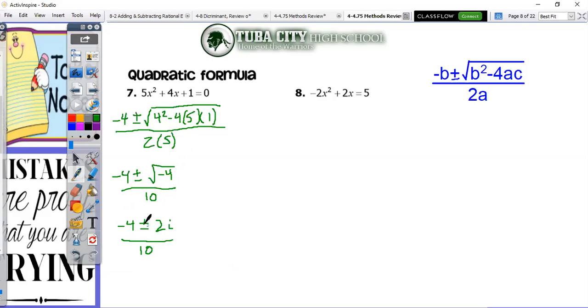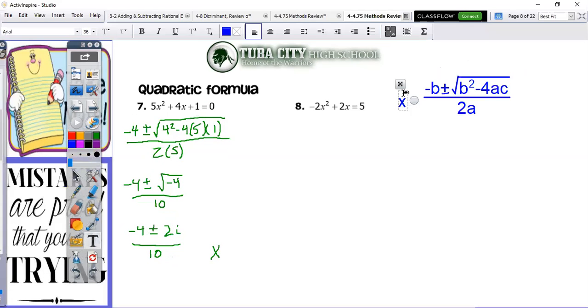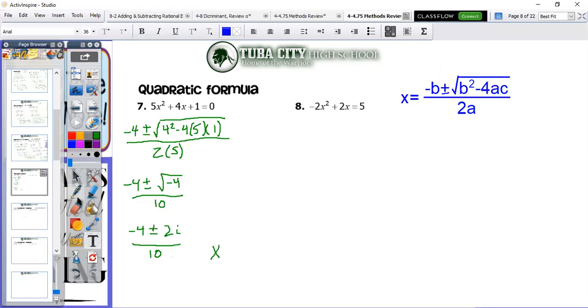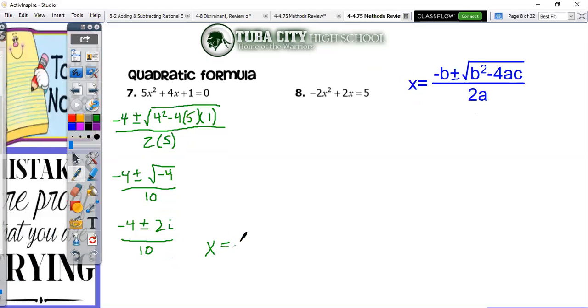Now we're not quite done yet, because this is -4 divided by 10 and 2i divided by 10. It looks like a fraction, so we are going to do what we do with fractions. If we cannot divide them, we will reduce them. Now there's also another part missing from this formula that I had earlier, and that is x equals. The reason why there are no x's in the quadratic formula is because we took all the x's out. So anyway, now when this is all solved, we just work with only the numbers.